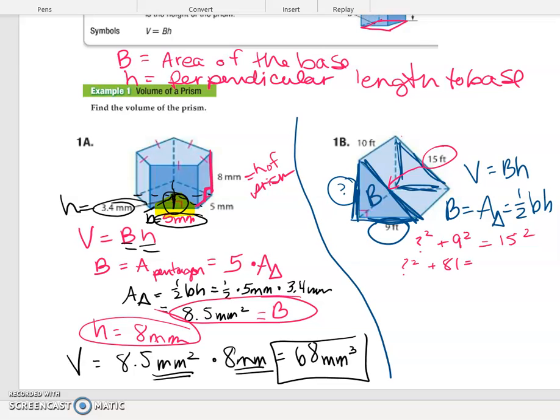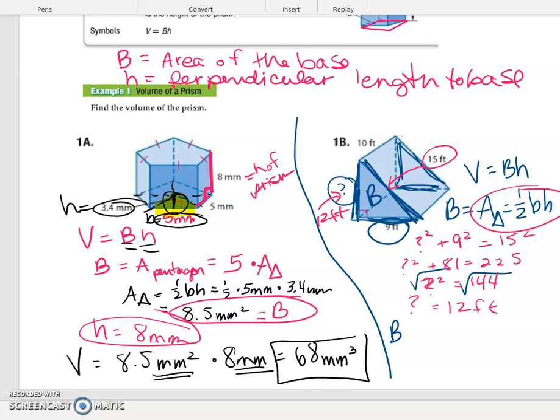That's 81 equals 225. And I'm going to take 225 minus 81. That's 144. So our little question mark squared here is 144. And if I take the square root of both sides, I'm going to get that our little missing side here is 12. Okay, 12 feet. Which would then allow me to find the area of the base.